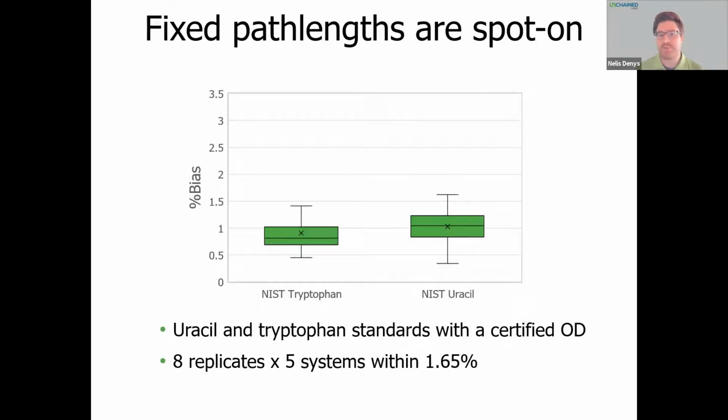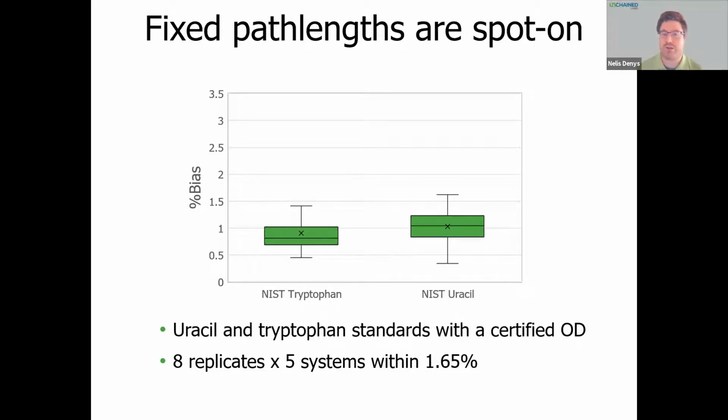The uracil and tryptophan NIST standards were used to show that our fixed path lengths are correct and reproducible. Here you can see the percent bias, which can be defined as how far off our measured results are from the certified result. In this graph, we are comparing the measured OD values to the certified values. All of the path lengths calculated based on the 8 measured absorbances in 5 different Lunatics of the uracil and tryptophan standards were within 2% of the nominal path length.